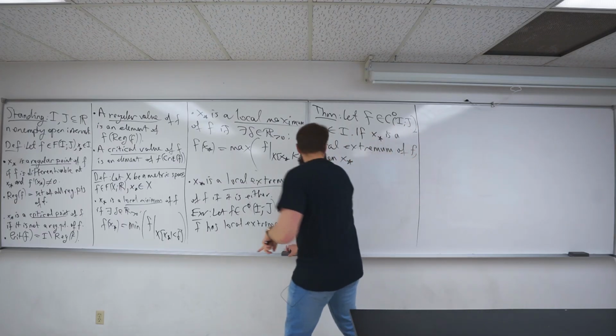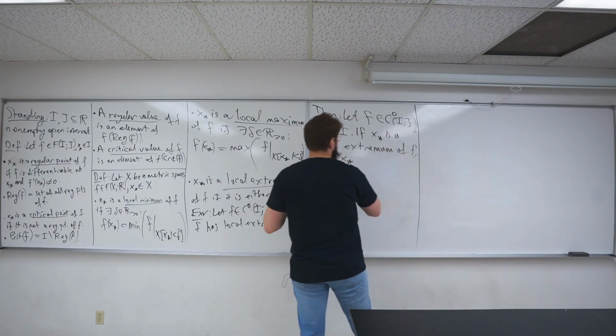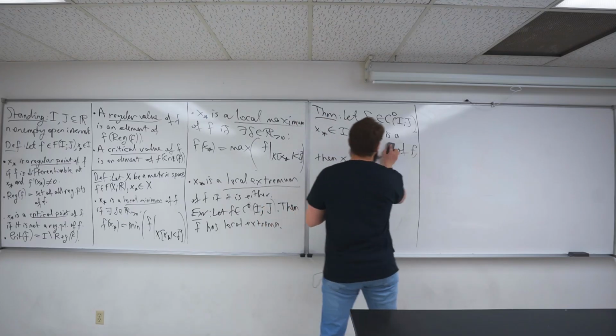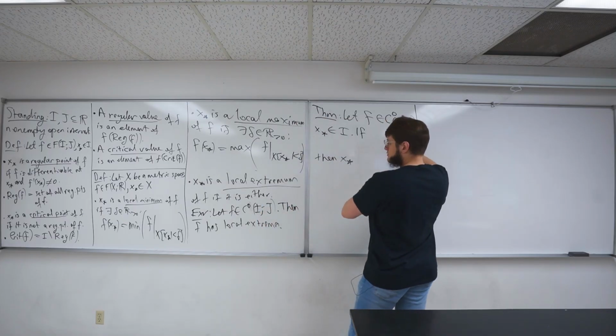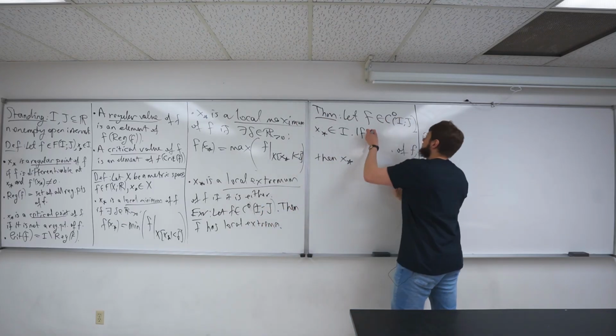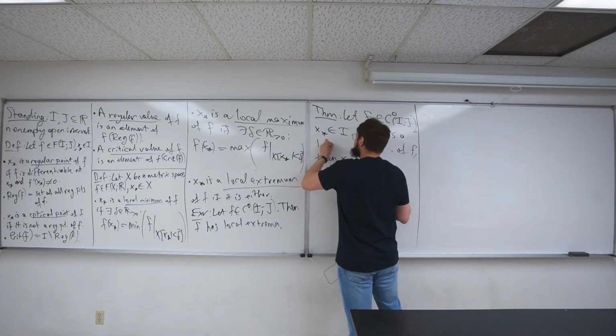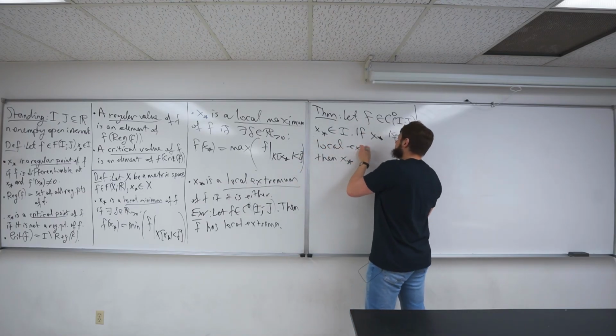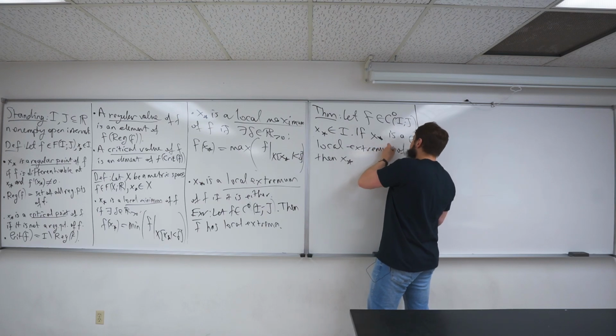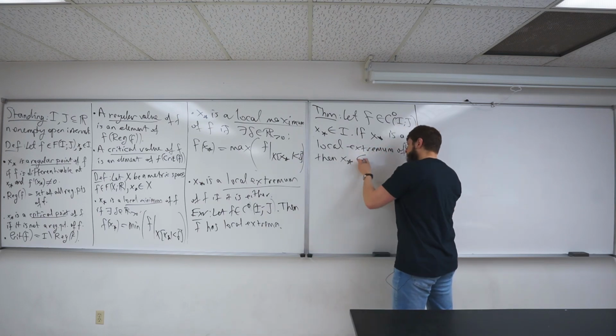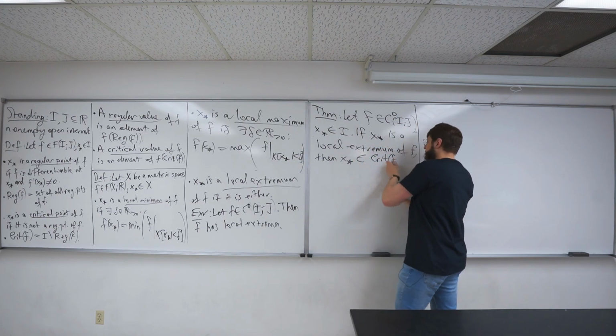I should say it like this, of course, if f attains a local extremum there. No, it was correct. All right. If x star is a local extremum of f, then x star is a critical point.